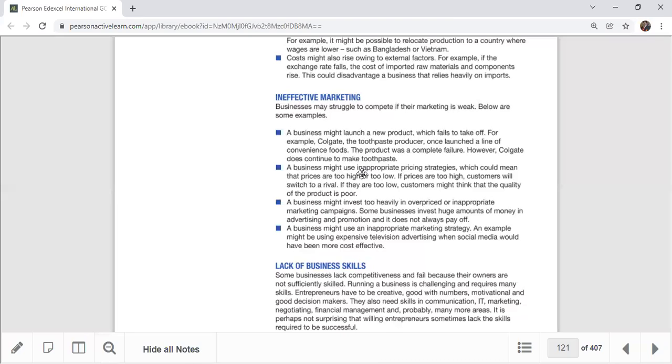Secondly, a business might use inappropriate pricing strategies, which could mean that prices are too high or too low. If prices are too high, customers will switch to a rival. And if they are too low, customers might think that the quality of the product is poor. Inappropriate pricing strategy is really important.